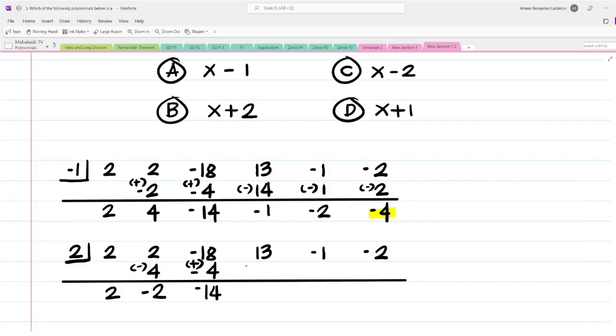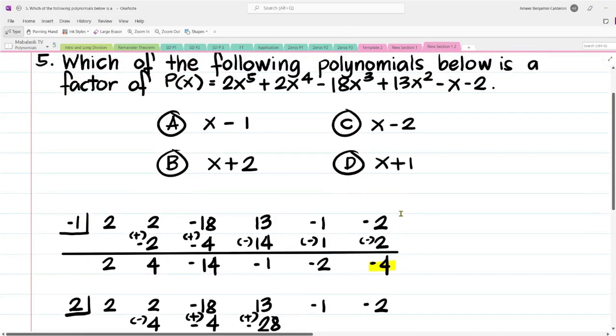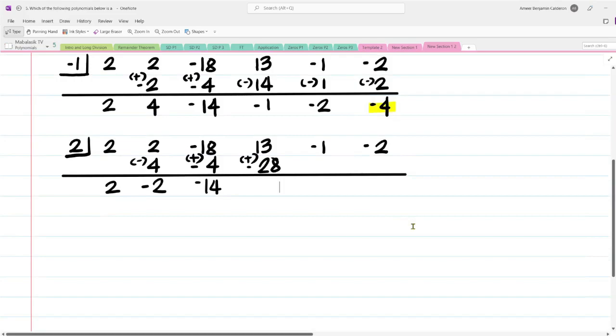I am seeing a pattern here. So nag-14 na ako doon. So hindi ko na siya itutuloy. O sige, tuloy natin siya. -14 times 2, that is -28. Change the sign. Obviously, hindi na talaga magsisiro kasi sobrang laki na. So, hindi din B. Let us try C.